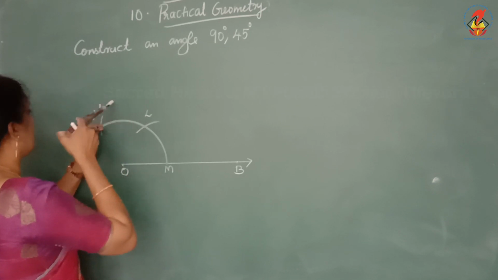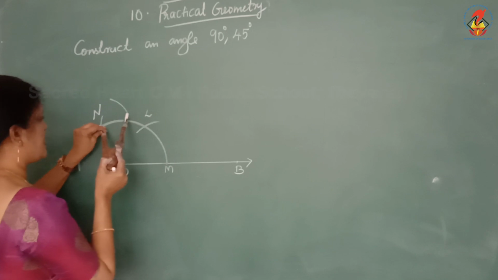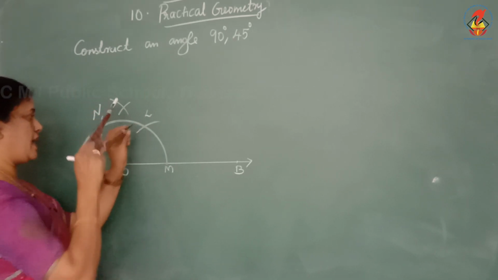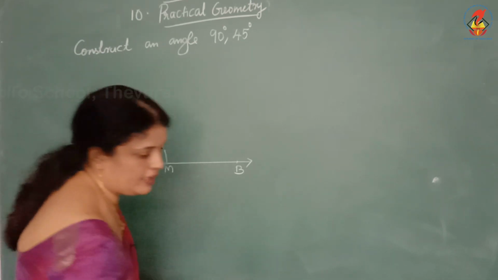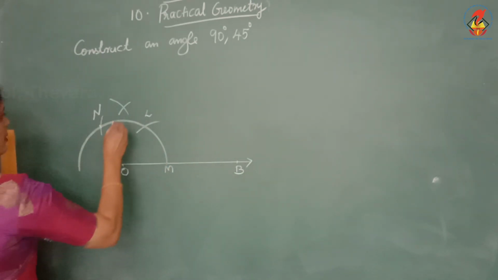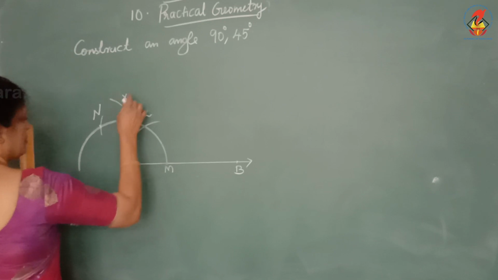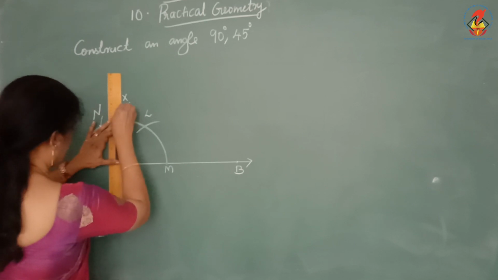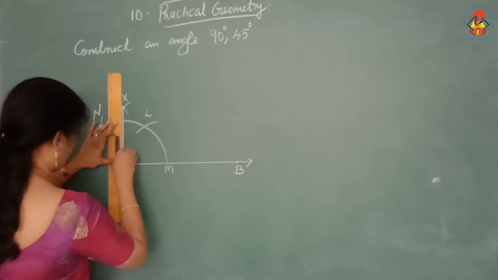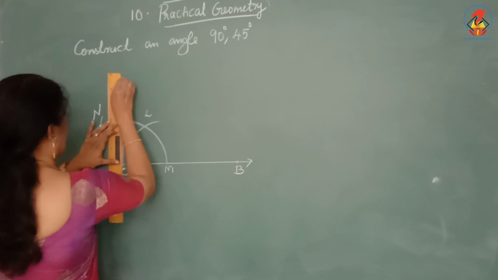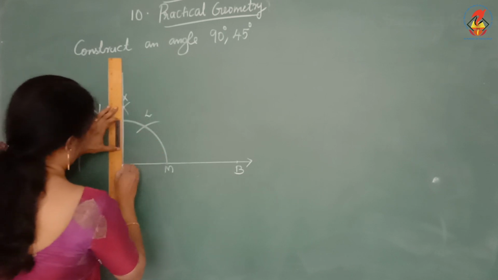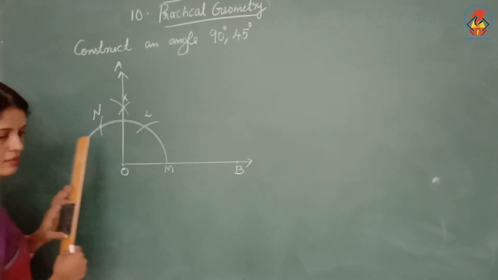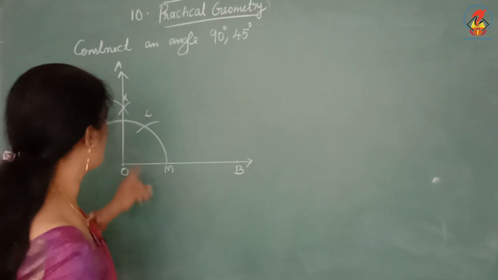Then with N as a center, draw an arc. Same radius, with L as a center, draw an arc. Then join this point X, join OX. Extend this line, produce OX to A.